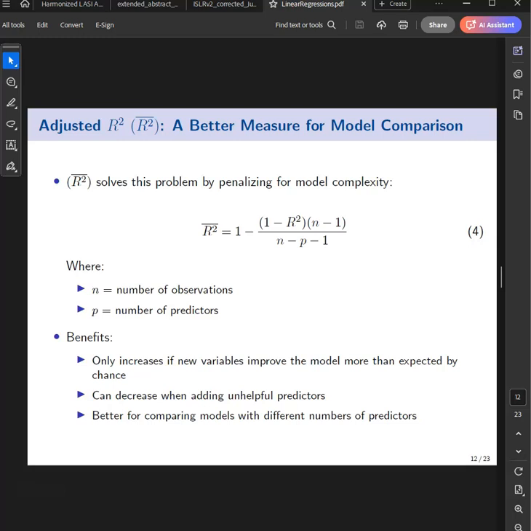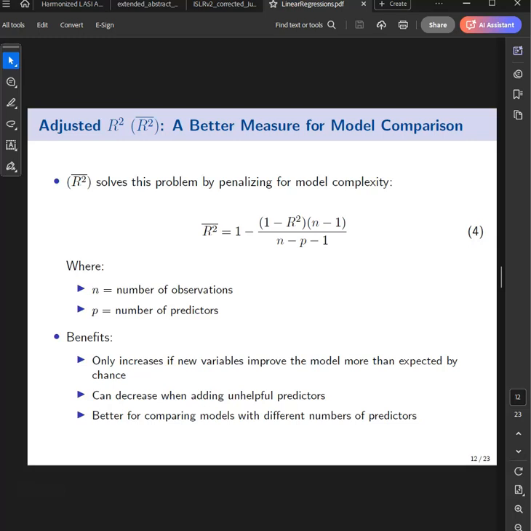To address this limitation of regular R squared, we have an alternate version called the adjusted R squared. This version penalizes the model for including too many predictors. The formula looks similar to R squared, but with an adjustment factor that accounts for the number of predictors, P, and the number of observations, N.